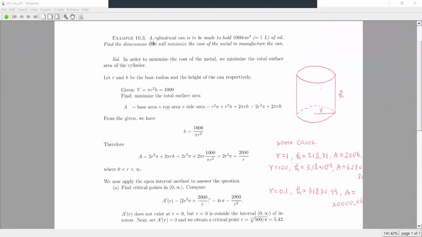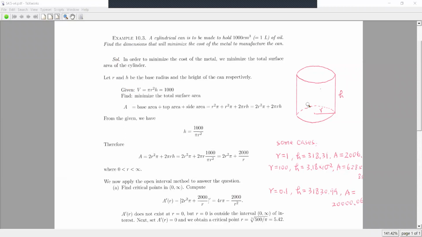Example 3. A cylindrical can is to be made to hold 1,000 cubic cm of oil. Find the dimensions that will minimize the cost of the metal to manufacture the can. In order to minimize the cost of the metal, we minimize the total surface area of the cylinder. The question is essentially, find the dimensions that will minimize the total surface area of the can.